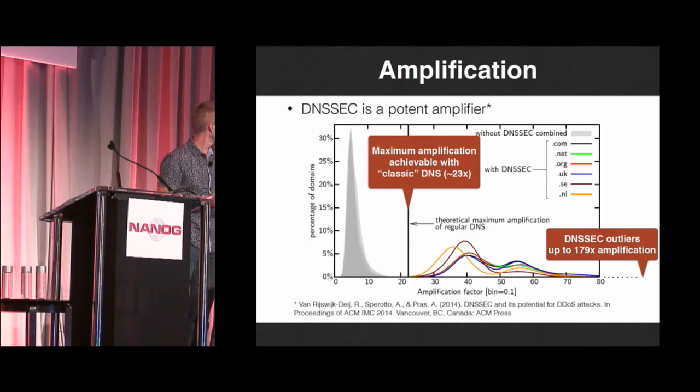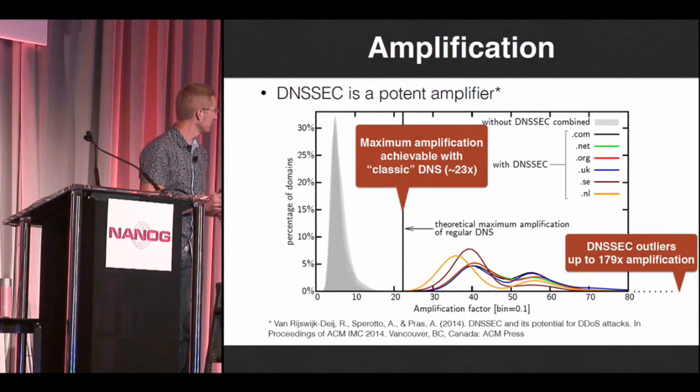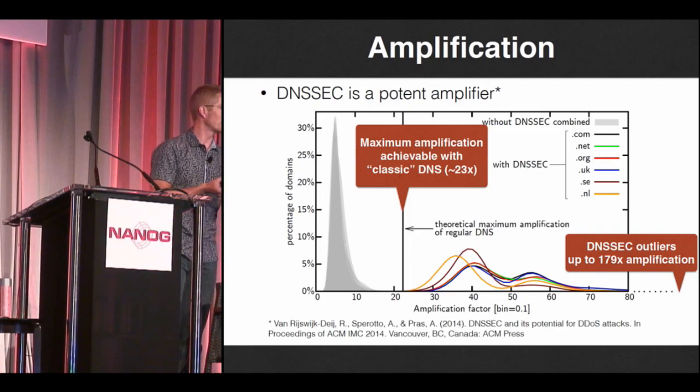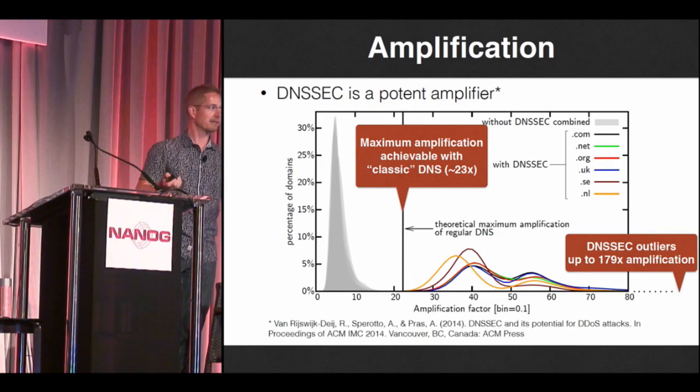On the left-hand side are our control group of domains which are not DNSSEC signed, and what we did is we sent, in this case, this is the data for ANY queries, 2.5 million domain names that were not signed in any query, and then the average amplification factor that you could achieve is around 5. We did the same for 2.5 million DNSSEC signed domains, and the average amplification factor is somewhere around 50, with outliers going up to 180 times. So DNSSEC is a potent amplifier. But is there a reason behind this?